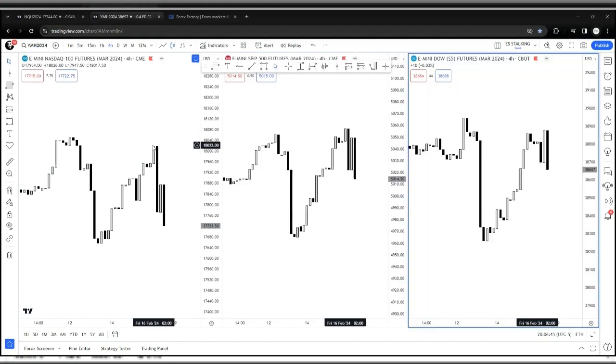So right here, I took the wicks off the charts. You can see right here, price failed to break above this high, right? Here, price broke above this high, closed above it, right? And here, price failed to break above this high as well.